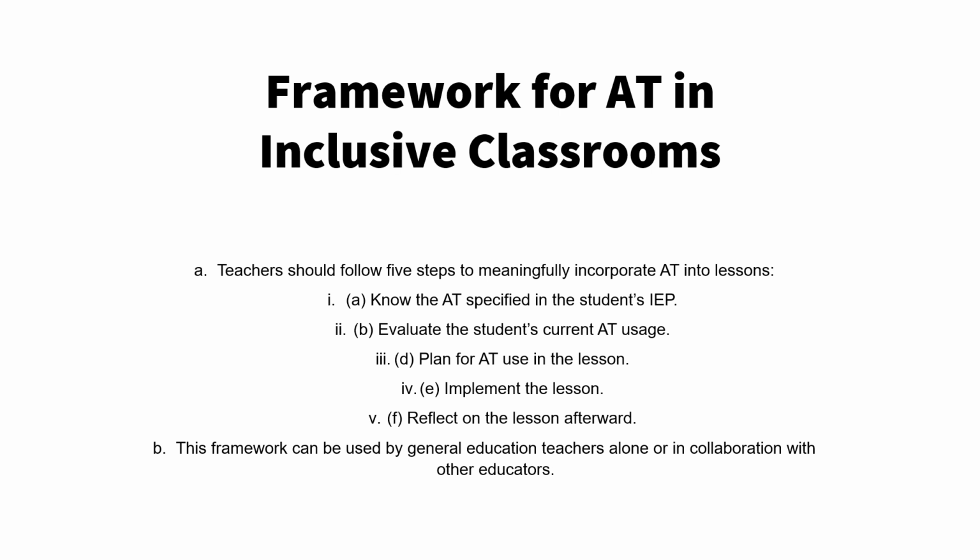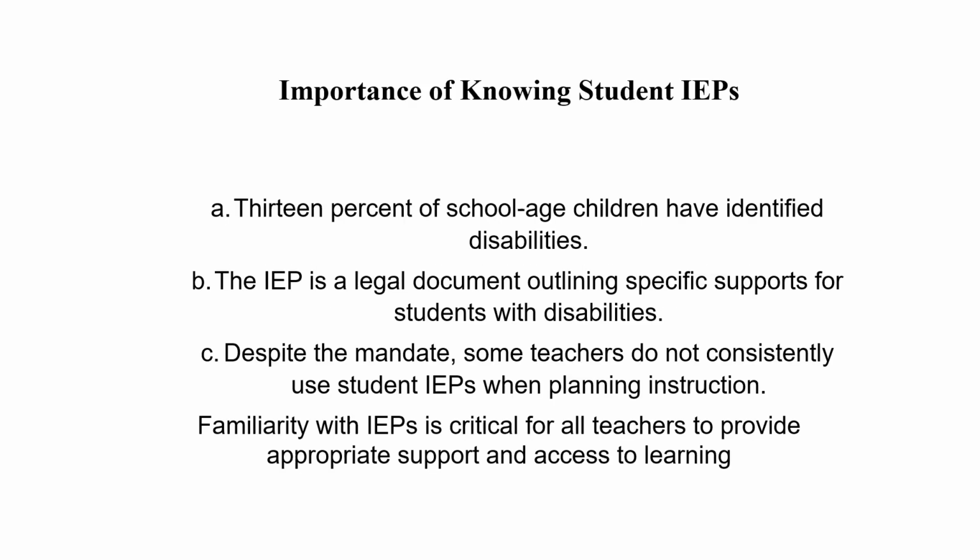Framework for AT in inclusive classrooms. Teachers should follow six steps to meaningfully incorporate AT into lessons: know the AT specified in the student's IEP, evaluate the student's current AT usage, plan for AT usage in the lesson, implement the lesson, and reflect on the lesson afterwards. This framework can be used by general education teachers alone or in collaboration with other educators.